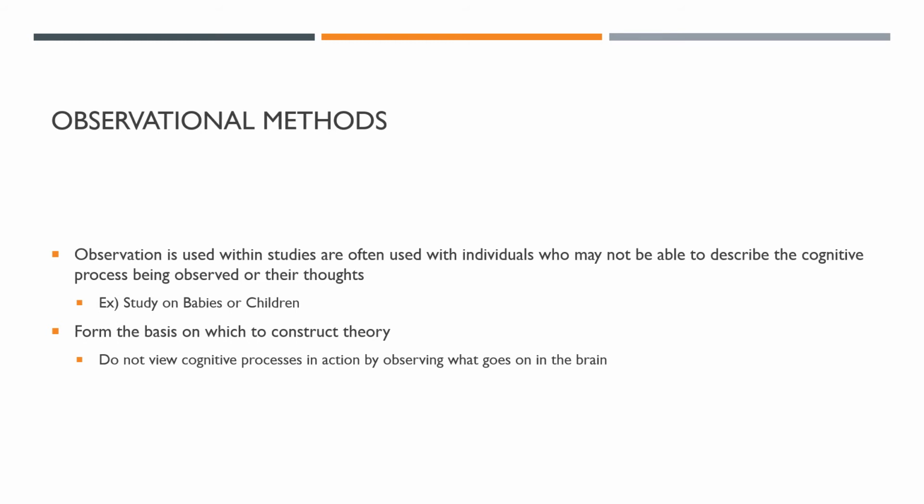And then observational methods. These are used within studies where individuals may or may not be able to describe the cognitive processes being observed or their thoughts. So a study on babies or children would have to have someone observing the children in order to glean information from them. And again, these form the basis on which to construct theory. A lot of cognitive research is forming the foundation for theory, which we then add on later with additional studies, additional information, additional thinking over time.